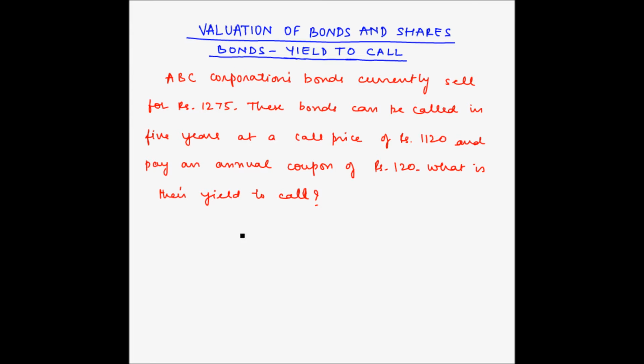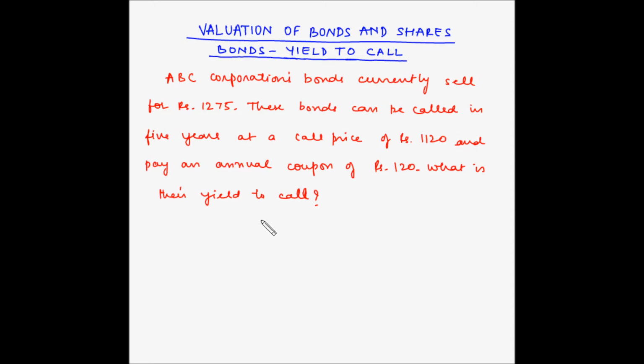ABC Corporation's bonds currently sell for rupees 1,275. These bonds can be called in 5 years at a call price of rupees 1,120 and pay an annual coupon of rupees 120. What is their yield to call?